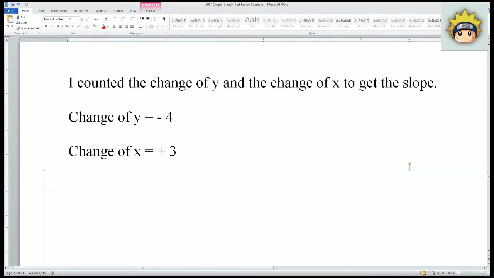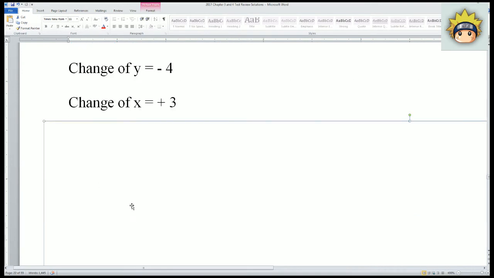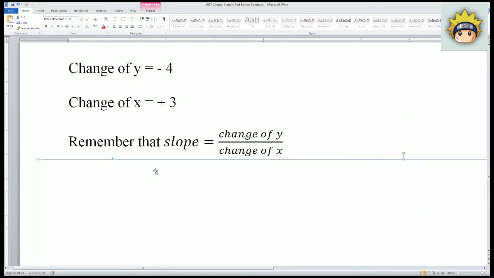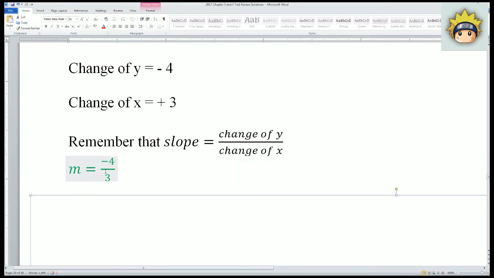Alright, so there you go. Change of y is -4. Change of x is +3. Remember that the slope is change of y divided by the change of x. The slope m is equal to -4, which is change of y, divided by change of x, which is 3.